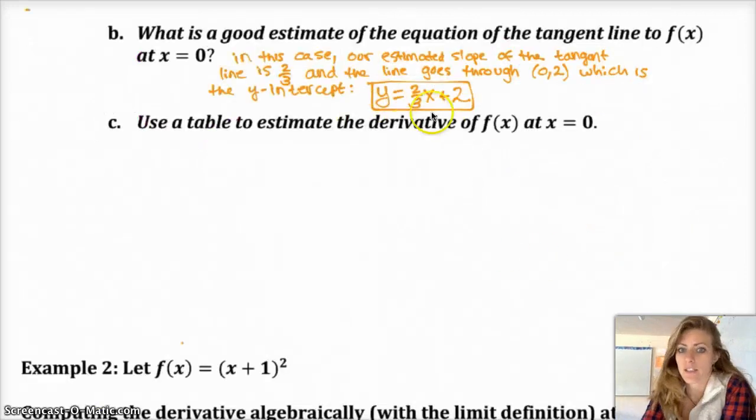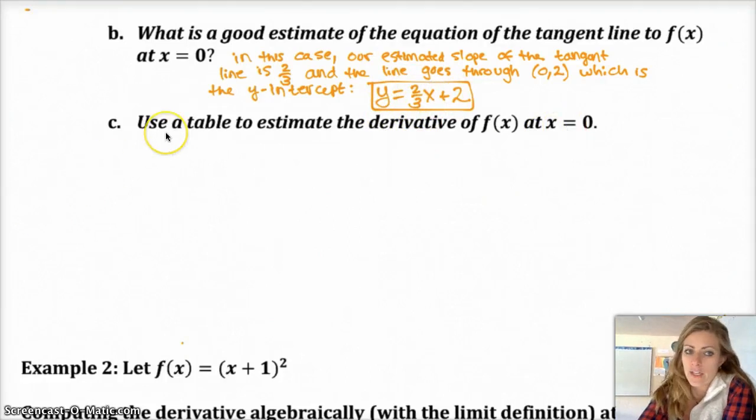So in this case, since we have an approximate slope of the tangent line and the y-intercept, because we know that line has to go through the point (0, 2), our approximate equation of the tangent line is y equals 2/3 x plus 2.